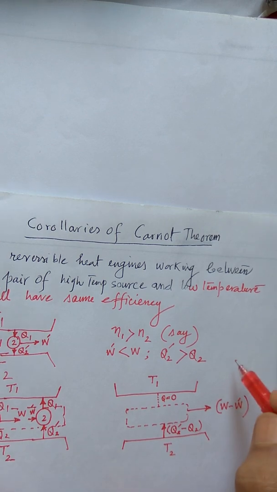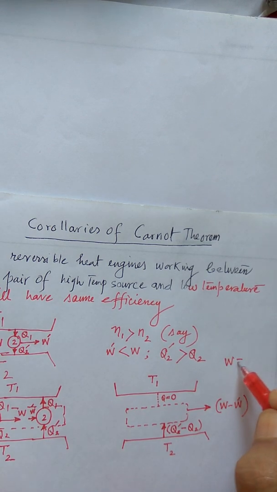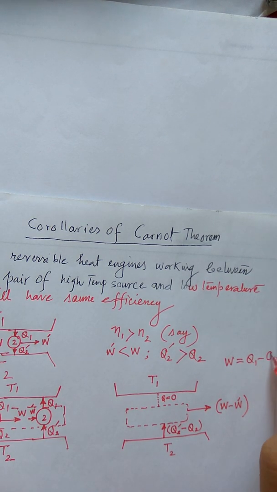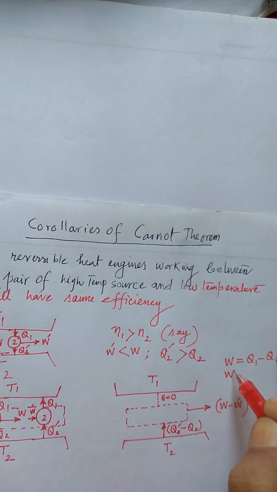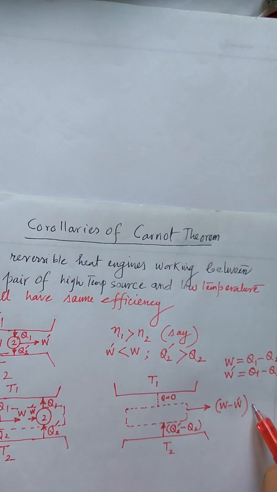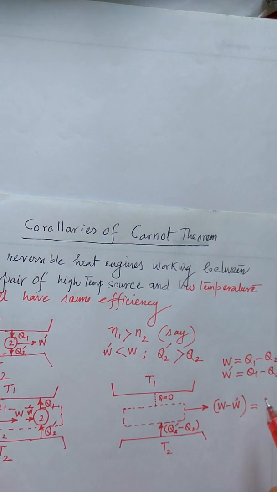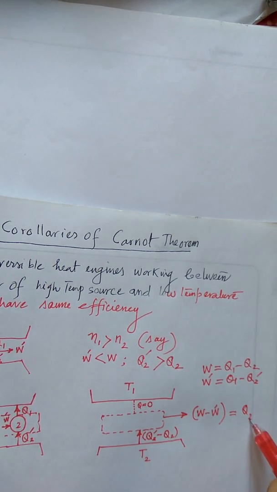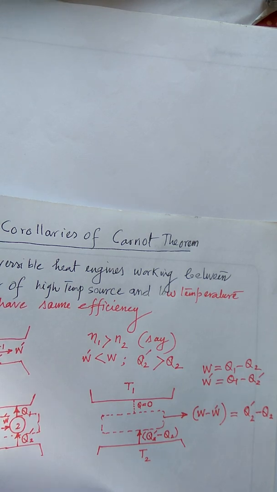Is that clear? What is W? W is nothing but Q1 minus Q2. And what is W dashed? It is equal to Q1 minus Q2 dashed. So what is W minus W dashed? It is nothing but equal to this minus this, which is Q2 dashed minus Q2. Is it okay?